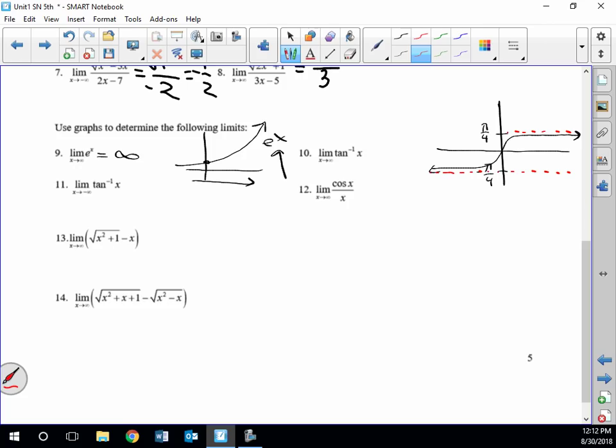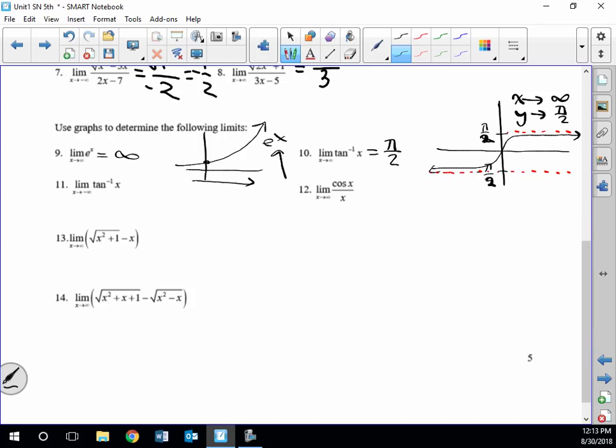Okay, so if I have x going to infinity, what would the y values get close to? Whoops, I have pi over 4. These are pi over 2s. I'm sorry, those are pi over 2s. So as x gets large to infinity, the y value should get closer to pi over 2. So these get closer and closer to pi over 2.